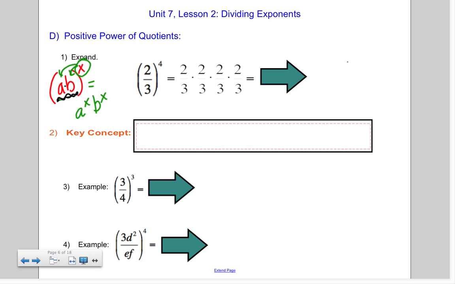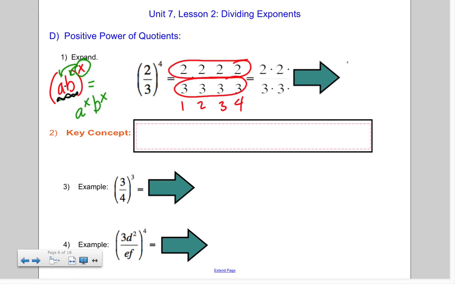I've written 2/3 four times. So that's 2/3, 2 over 3 to the 4th power. Well, how many 2's do I have? I have 4. How many 3's do I have? I have 4. So really, that's the same as 2 to the 4th over 3 to the 4th.